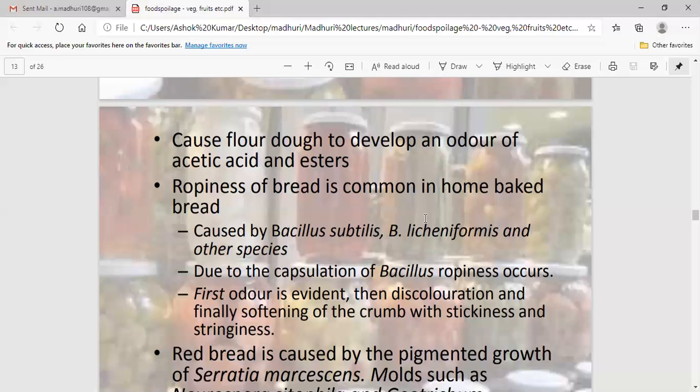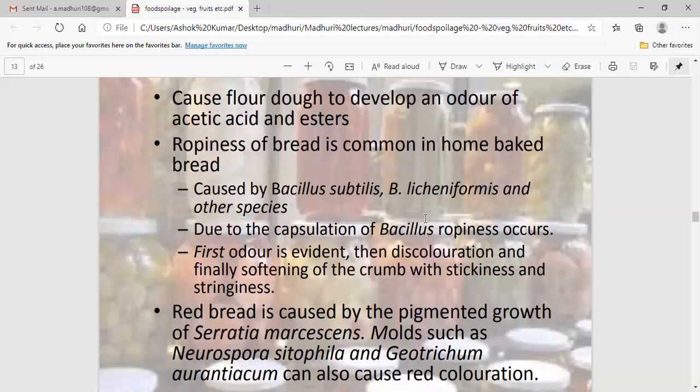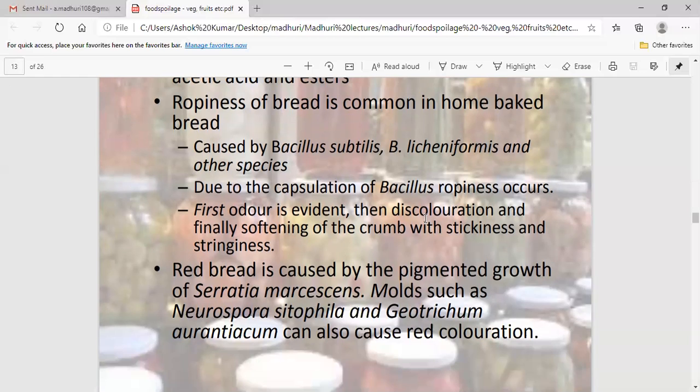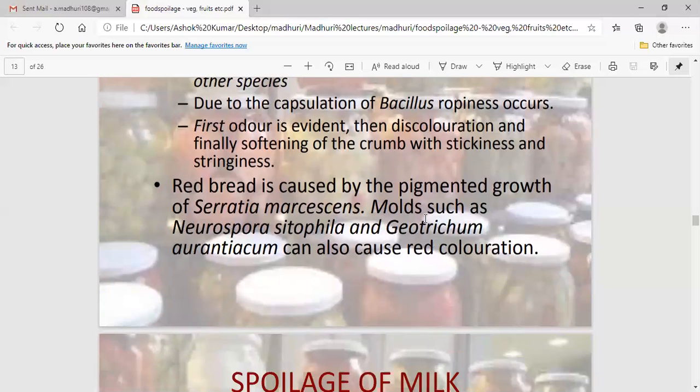Red bread is caused by pigmented growth of Serratia marcescens and molds such as Neurospora, Cytophila, and Geotrichum, which can also cause red coloration. So sometimes in market bread also, we can see some red dots on the bread. That is due to pigmented growth of Serratia marcescens. And not only Serratia, other fungi are also responsible, such as Neurospora, Cytophila, and Geotrichum. So these are also giving red coloration to the spoiled food. This was about spoilage of cereals.